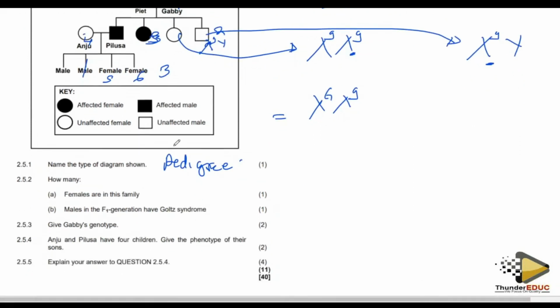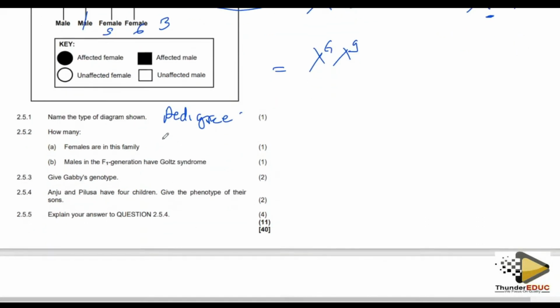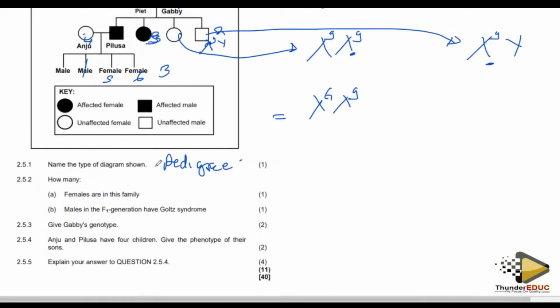And then they're saying that we are done with that. They're saying that Anju and Pilusa have four children. Give the phenotype of their sons. They want to know the phenotype of their sons, because they're saying sons. Okay. So now, look.